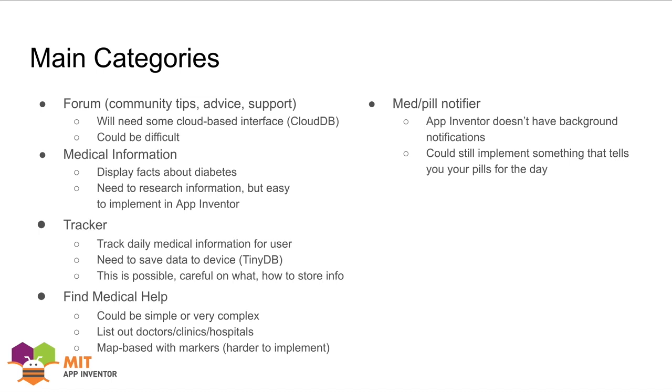So when you open the app, it could look and say, well, what pills are due today, and give you that information. So we shouldn't rule it out, but that's going to be probably the hardest thing to implement given the limitations of App Inventor.